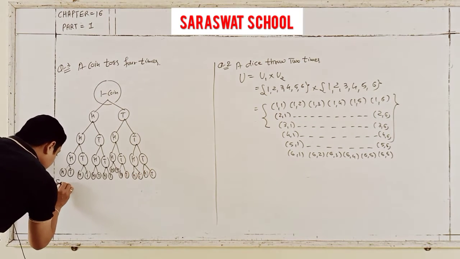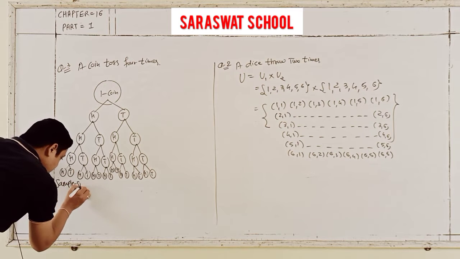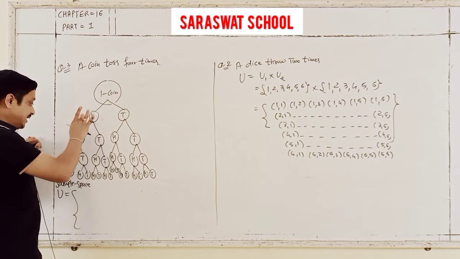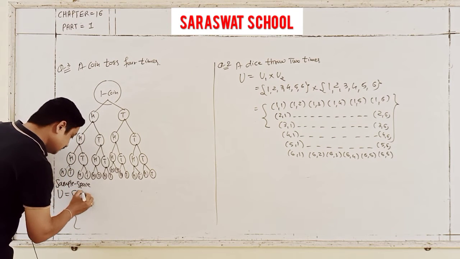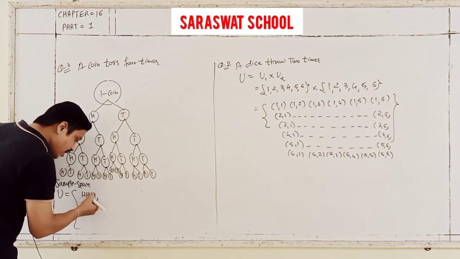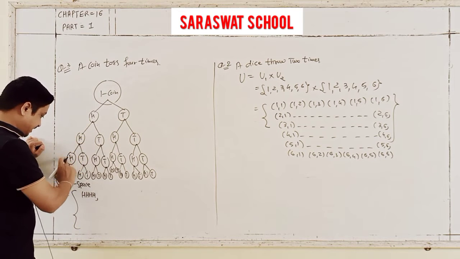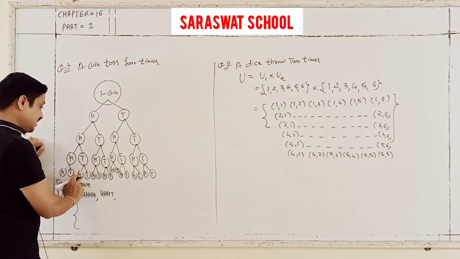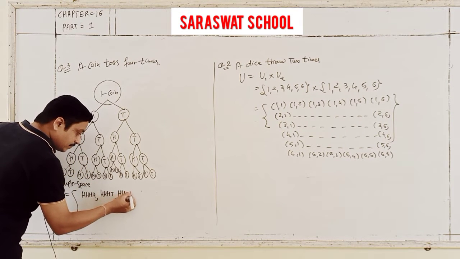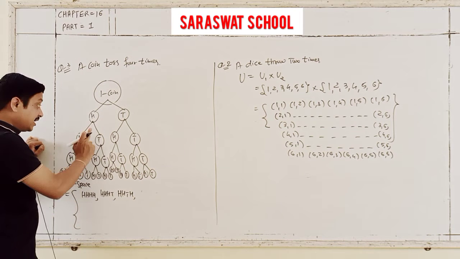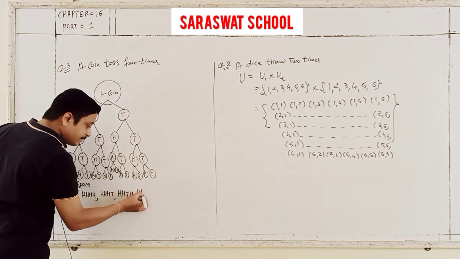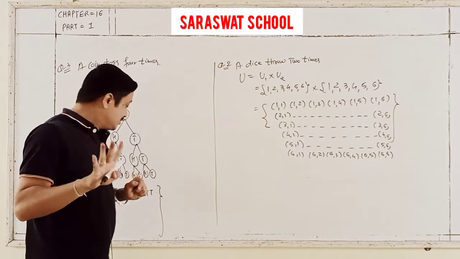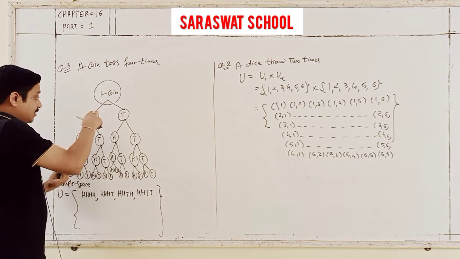So my sample space is just like that. Here I start with H, very slowly writing HHHH, second HHHT, HHTH, HHTT. That's your first line completed.